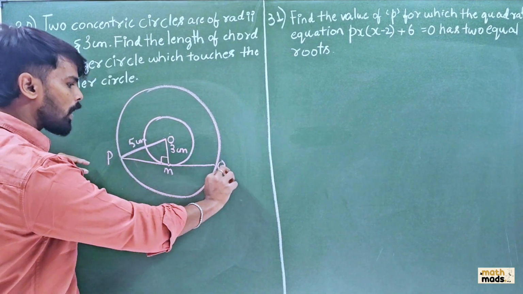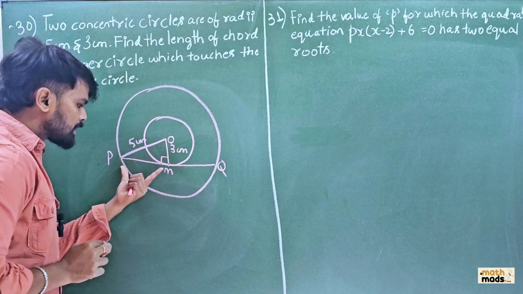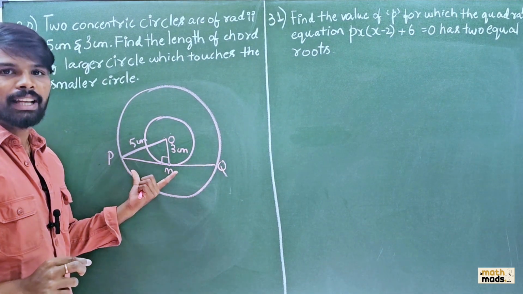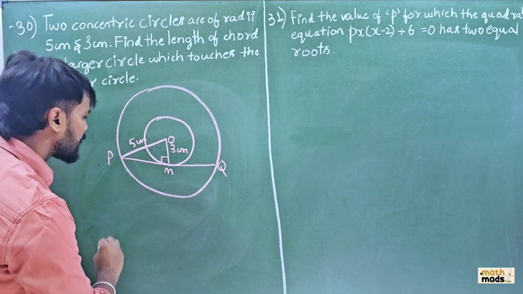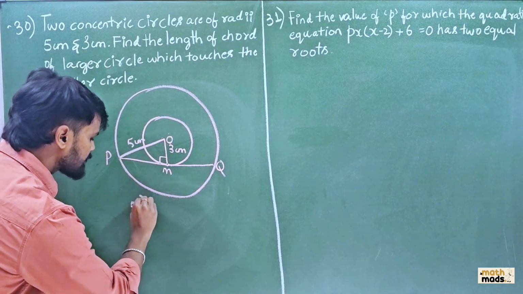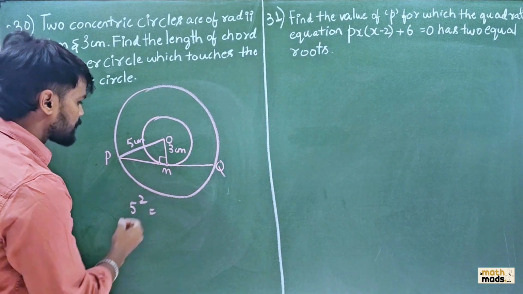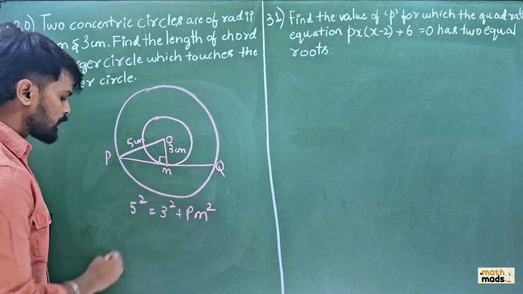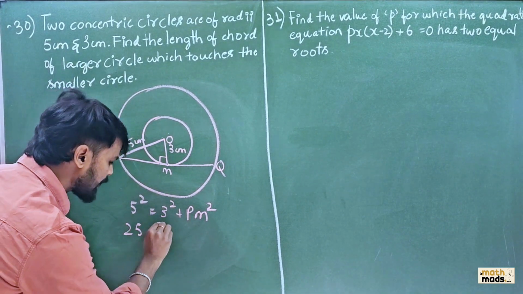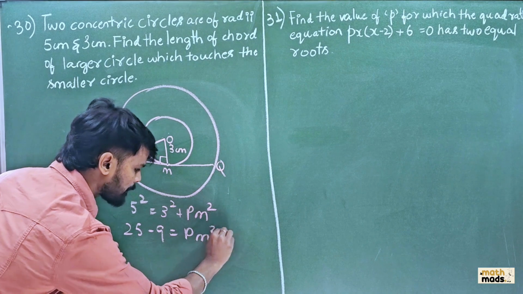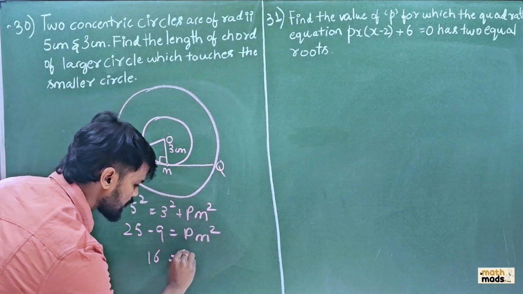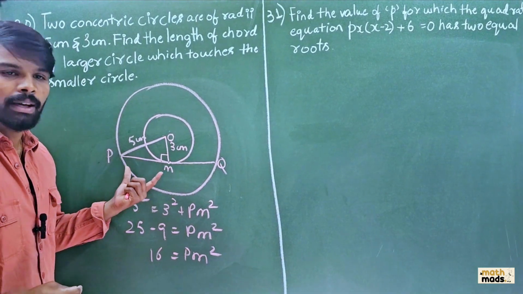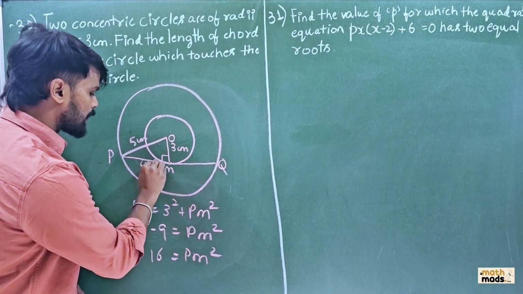I have to find the length of the chord. For this chord, PM is a part of the chord PQ. So with the help of this right angle triangle, I can find PM. What will I get? This is the hypotenuse. So 5 square is equal to 3 square plus PM square. If I simplify this, 25 minus 9 is equal to PM square. 25 minus 9 is 16, equal to PM square. So 16 is equal to PM square means what is the value of PM? It will become 4 centimeter.